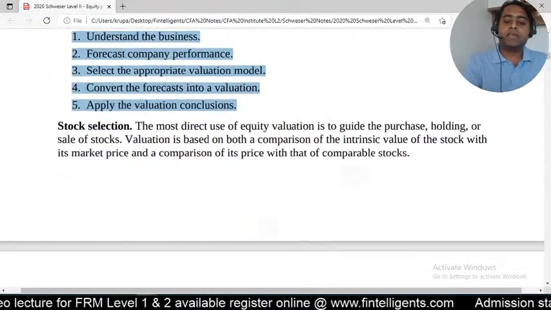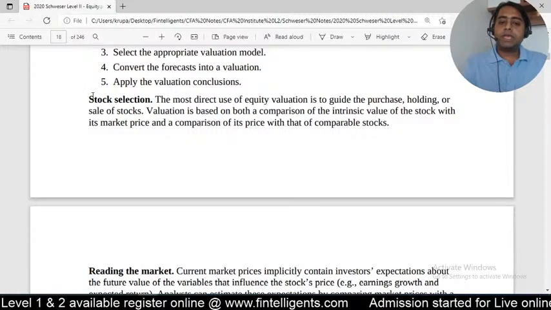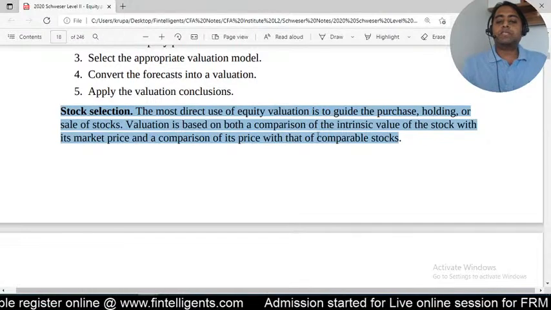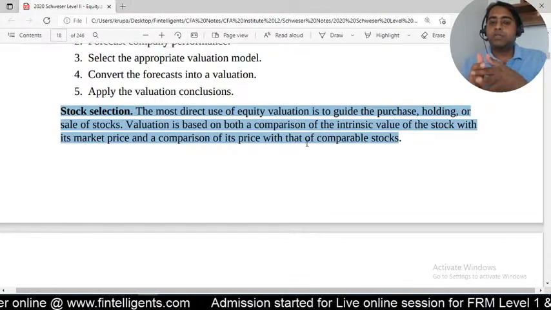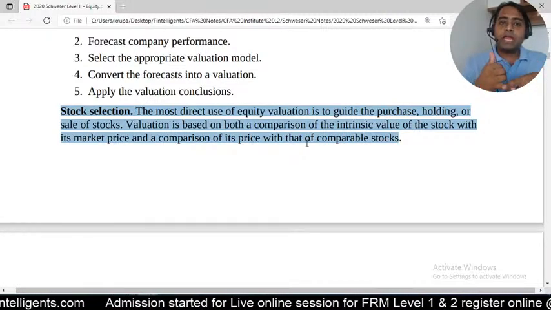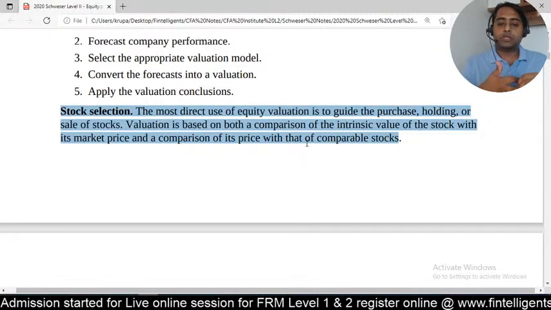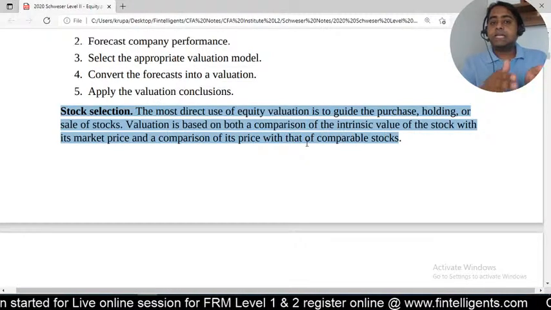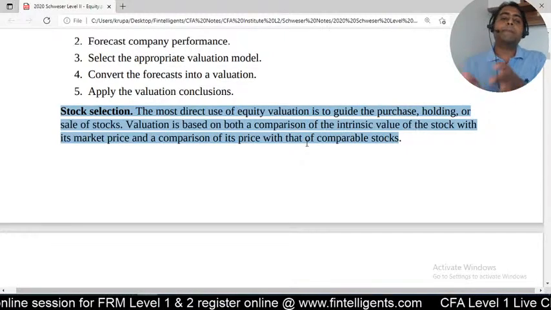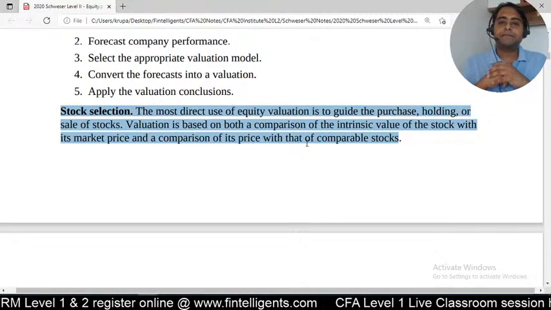The first is stock selection. Read this paragraph. It talks about when you're trying to do the valuation of equity, you want to understand why you are doing this valuation. Either you want to purchase it, sell it, or hold the security, right? This understanding will come when you see the intrinsic value, compare it with the market price, and based on that you take a decision. Read that paragraph.